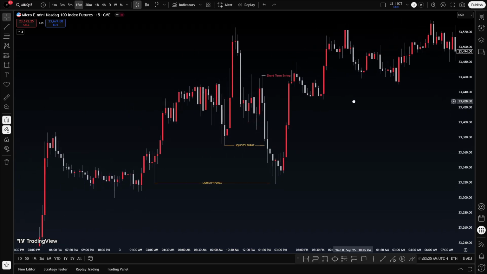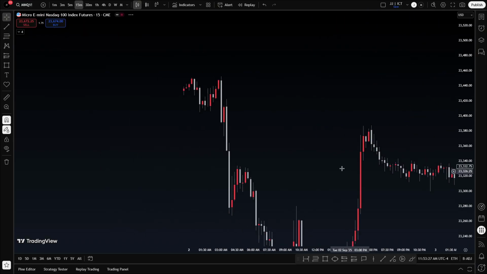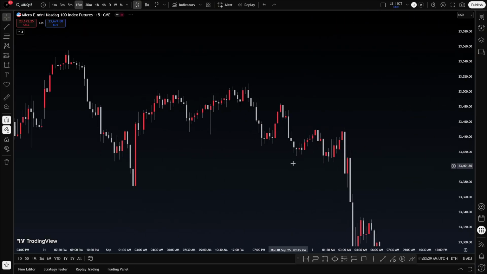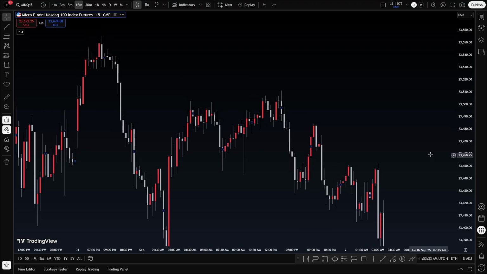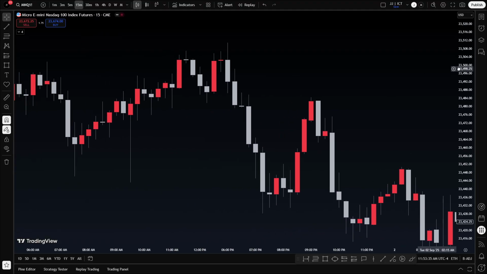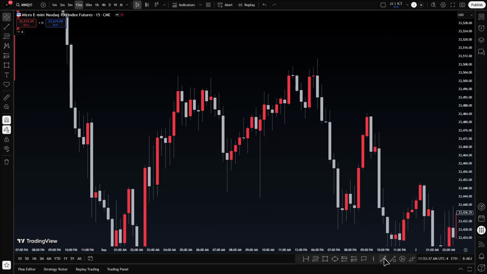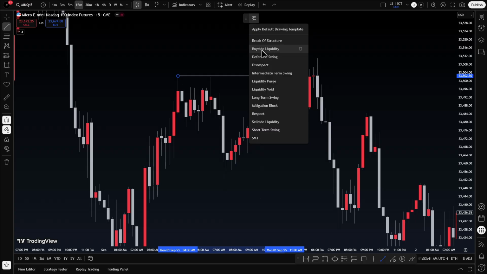Now let's find a bearish example. Hopefully I can even find one. Let's see, I have to find some form of a buy-side liquidity purge. Yeah, there we go. Okay, here. This is perfect. So you see all this buy-side liquidity right here? A lot of buy-side.